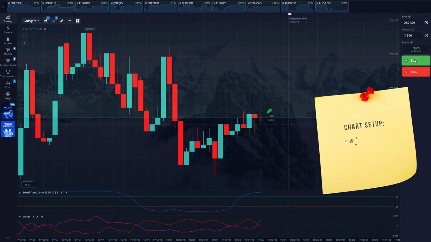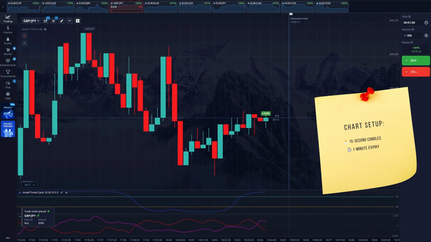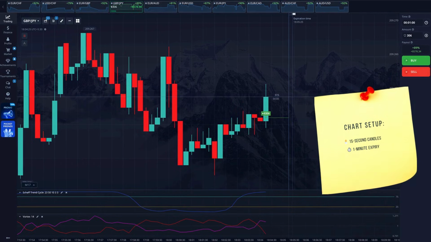All right, let's get our chart dialed in. This setup is built for speed and precision. First, change your chart type to standard Japanese candlesticks and set your candle time frame to exactly 15 seconds. Next, make sure your trade expiry time is locked in at 1 minute.